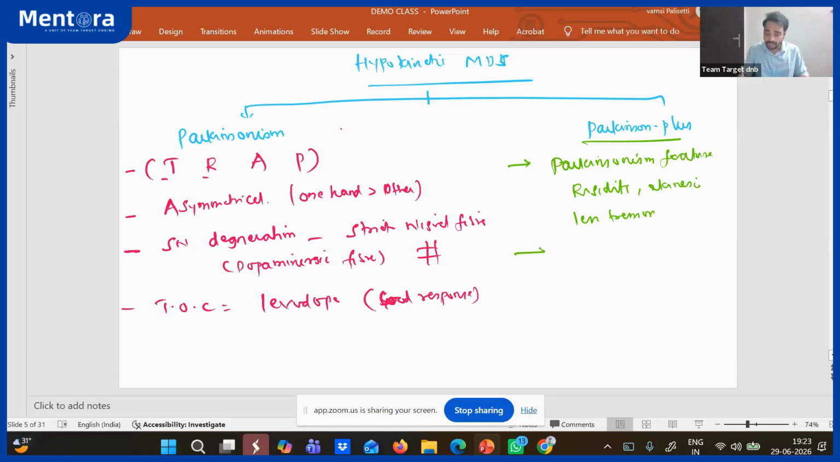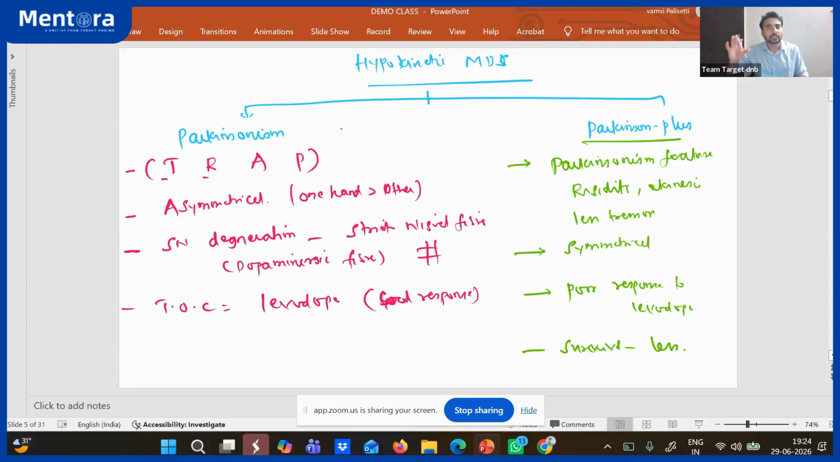And very, very important is they're always symmetrical. They are never asymmetrical. They always come in both hands, right? Another important thing is they have poor response to levodopa. Even though you give levodopa, they won't respond. So that is why their survival is very less. Very important thing, right?